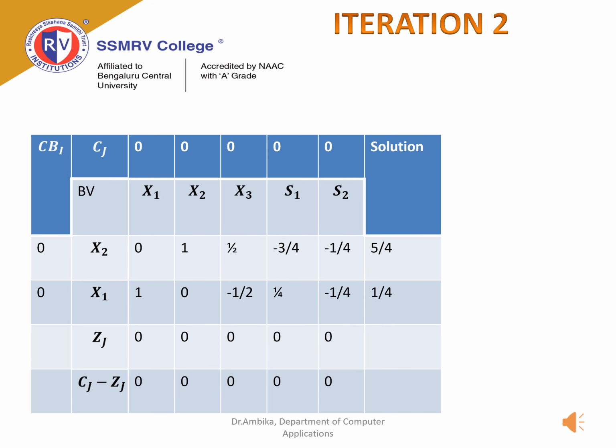We obtain the second iteration table using the same procedure. Zj and Cj minus Zj are calculated. As the optimality solution is satisfied, we move to phase 2.